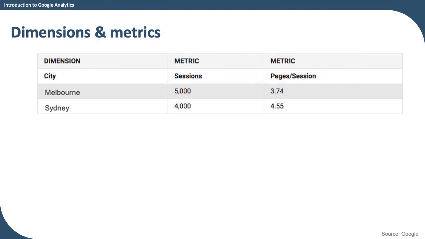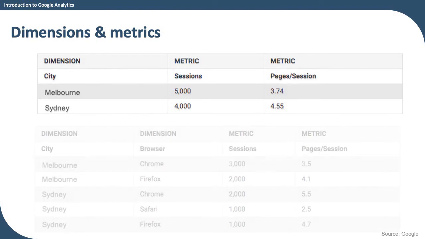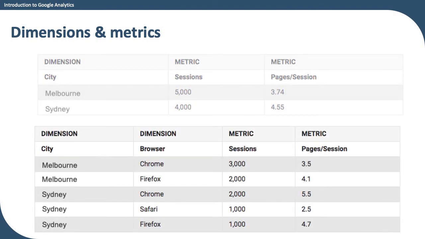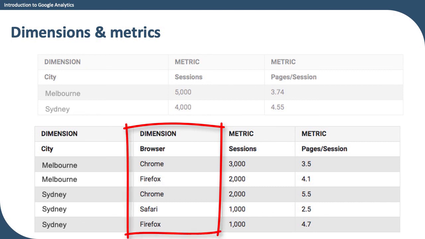And in most analytics reports, you can change the dimension or add a secondary dimension. So for example, adding browser as a secondary dimension to the above table would result in this. Along with the primary dimension of city, there's now the secondary dimension browser, which means there's now a breakdown of each city according to the browsers used by the visitors.